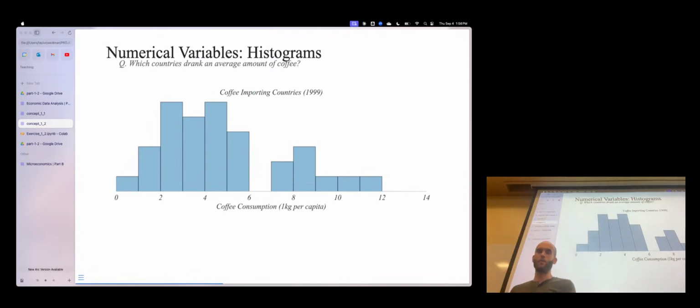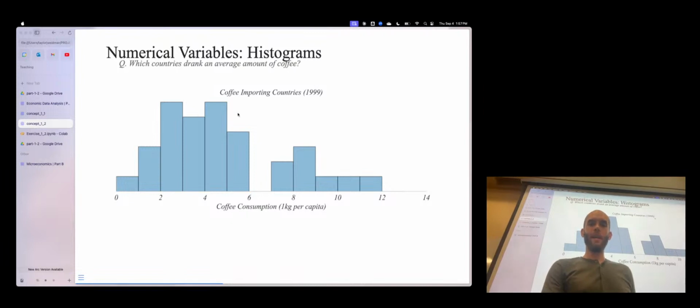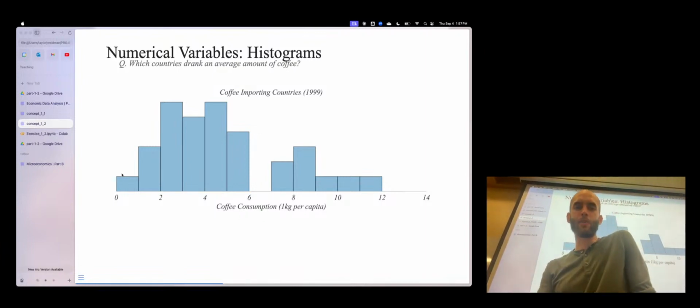So another kind of data set we could be looking at is data from coffee importing countries on coffee consumption per capita. Per capita is just a fancy way of saying, on average, how much is each person in the country consuming? So we can see I have this nice data set here on coffee importing countries and how much they're consuming per capita in 1999. And we have a distribution here. A lot of countries are consuming a lot of coffee per capita. This is in kilograms, which is the raw weight of the coffee itself. And some countries are not consuming a lot.